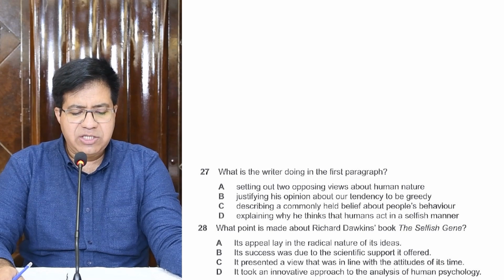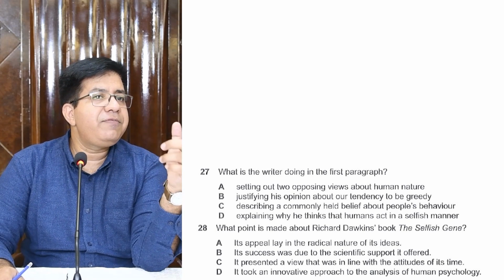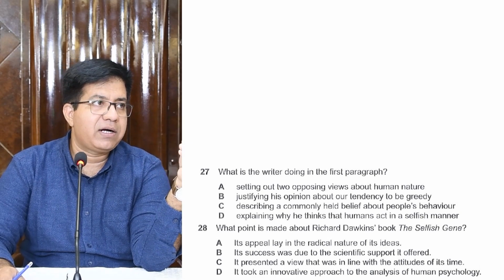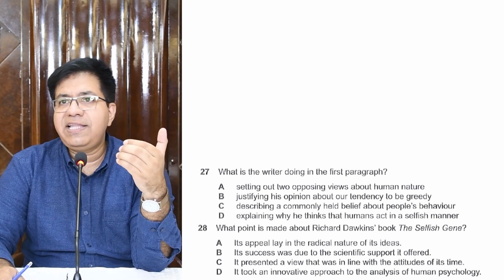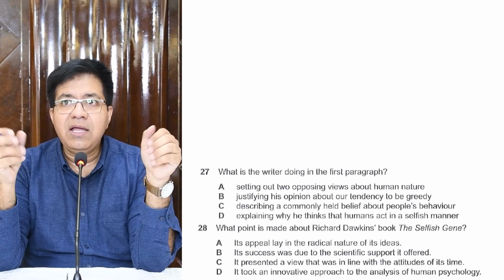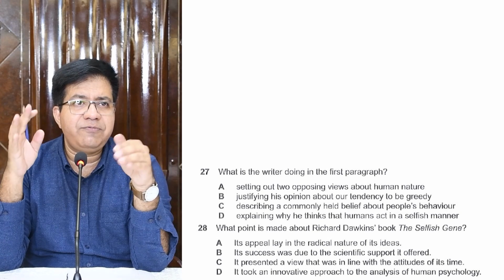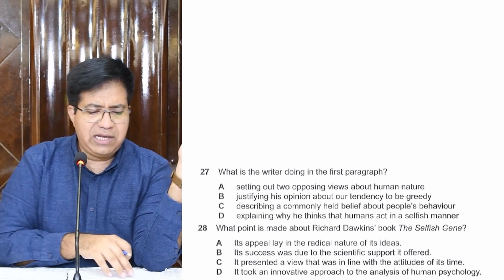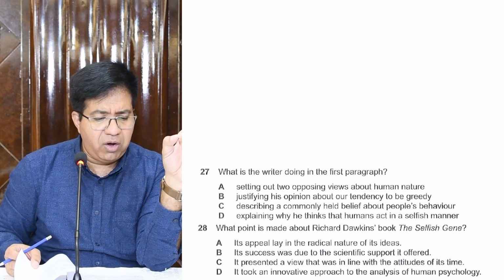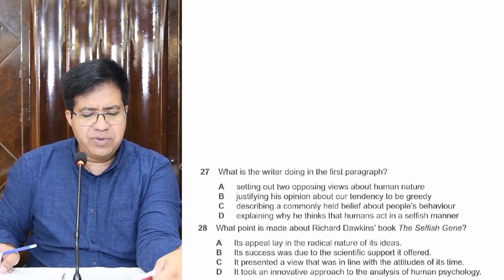Now we have multiple choice questions 27 to 40. Question number 27, what is the writer doing in the first paragraph? Whenever they ask you such a question, it means what is it that the writer is trying to explain? You will usually find the answer in the first couple of lines, otherwise the last lines, but this paragraph is very short, so you can skim read it all. What is the writer doing in the first paragraph?